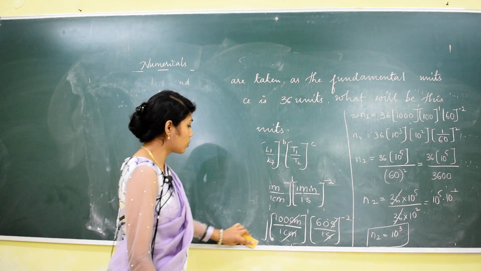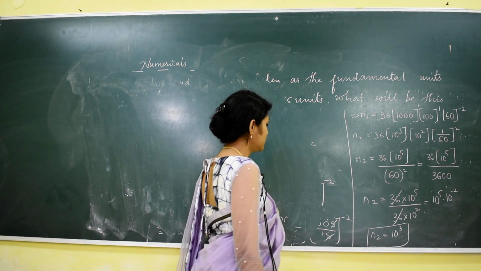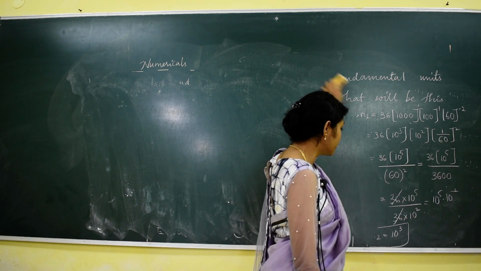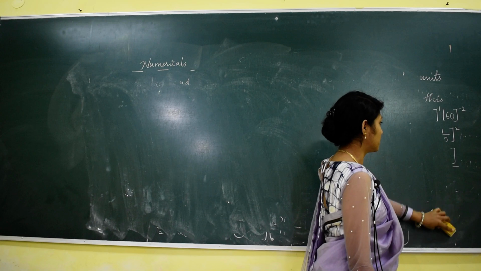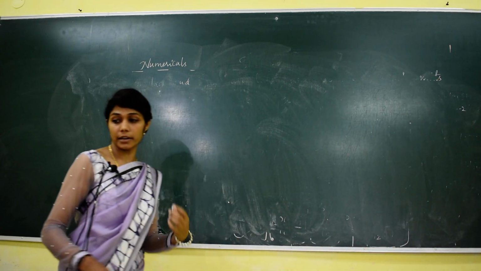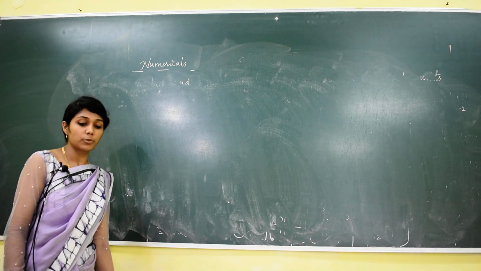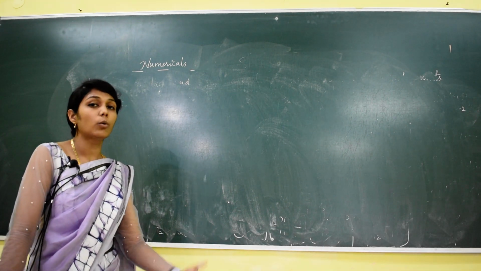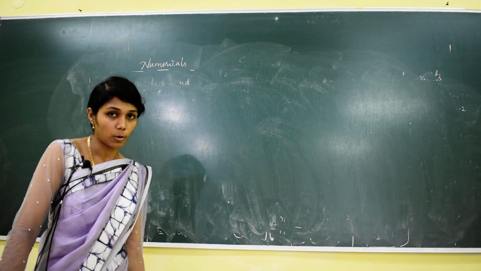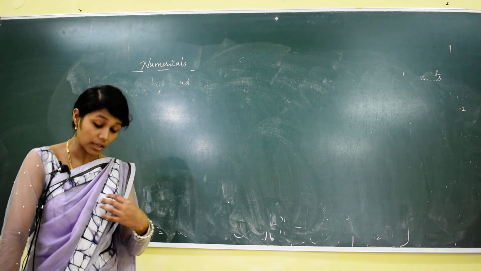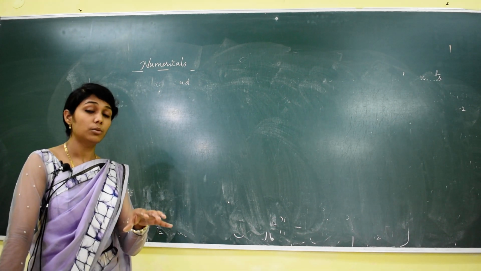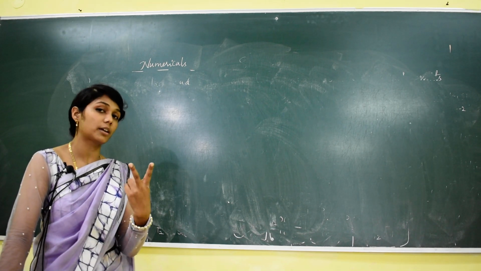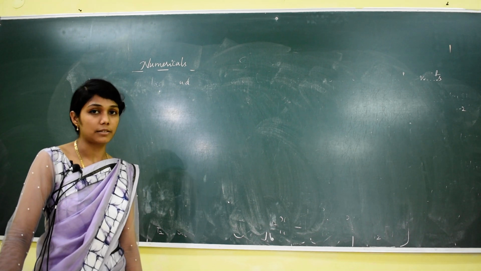Okay, now let's move on to the numericals on the second application of dimensional analysis, which I covered in the previous session, that is to check the correctness of an equation. If I want to check whether an equation is dimensionally correct or not, I have to check it dimensionally. So to check the correctness of the equation, we use dimensional analysis. That is the second application of dimensional analysis.